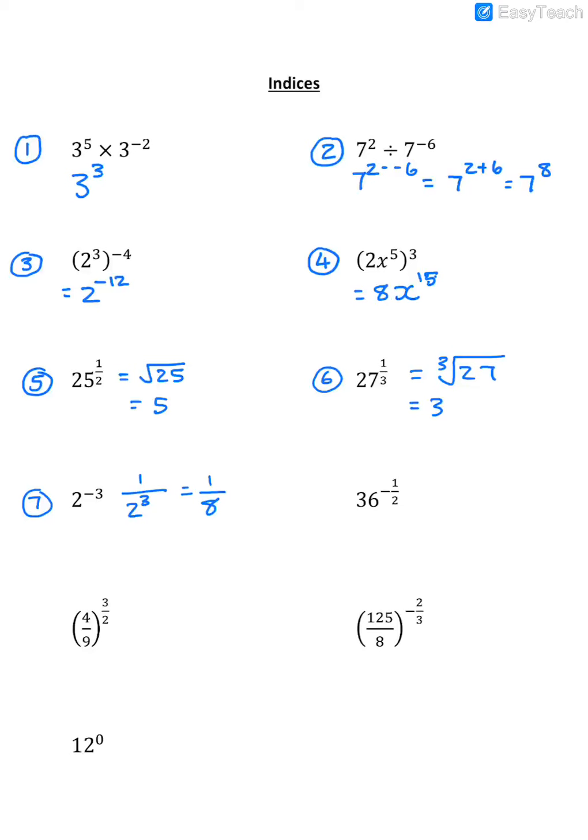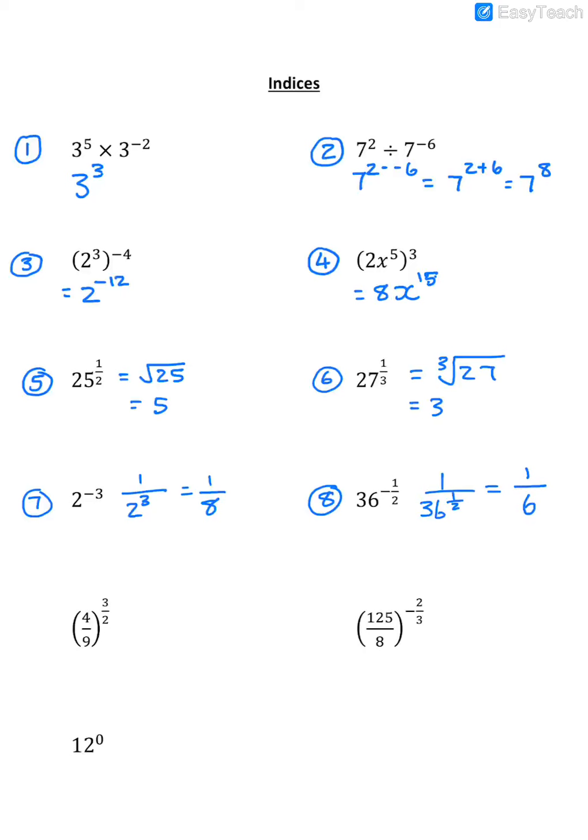Number 8 is a combination of the previous two rules. First thing you do when you see a negative power is write it as 1 over the positive power. So write this as 1 over 36 to the power of positive a half. And now if you look back at number 5, this is exactly the same. 36 to the power of a half is the square root of 36, so 1 over 6.